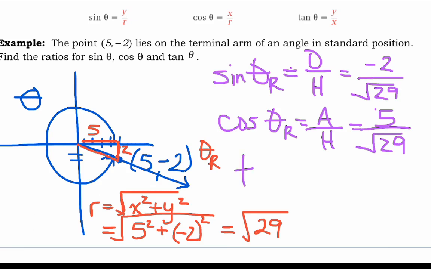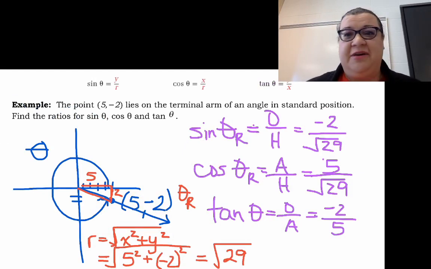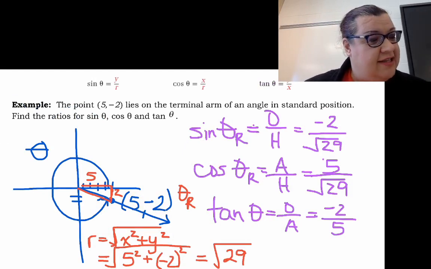And lastly, tangent is the opposite side divided by the adjacent. Opposite side we already have gone over is negative 2. Adjacent side is 5. So tan theta is equal to negative 2/5. And we're done. That's that simple, okay? We just need to figure out the hypotenuse using the Pythagorean theorem, and then we've got it. So not so hard, right, guys? That's why I thought we could do this one too. All right, let's move on then.